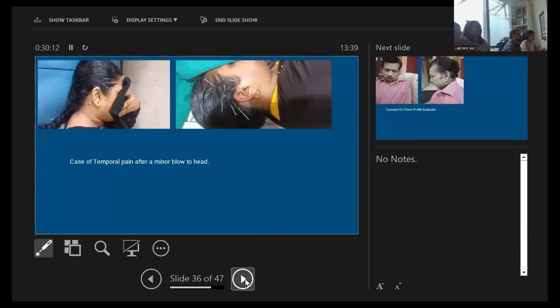This is an interesting lady. She has pain only in the temporal area for the last 5 to 6 years. It happened after a minor blow over the head, she says. We don't know. But there was allodynia, there was hypersensitivity, and she was not even allowing us to touch. I said, let me try with dry needling, only one session.